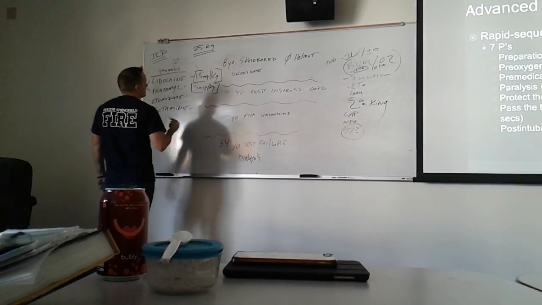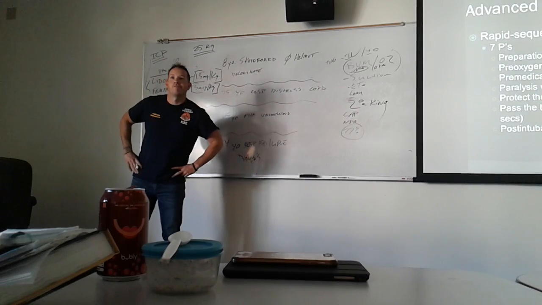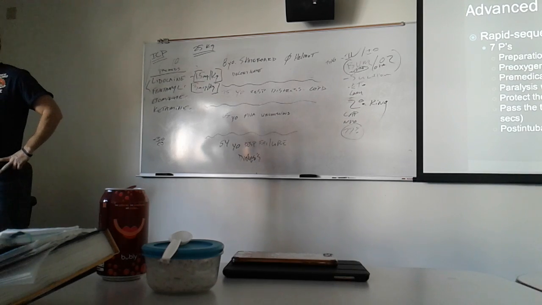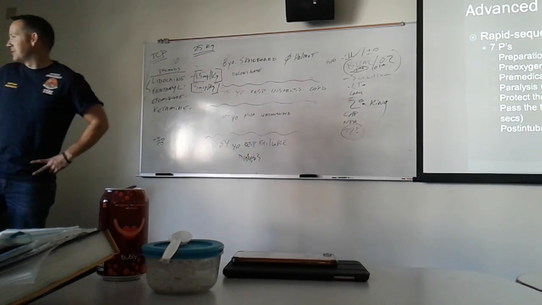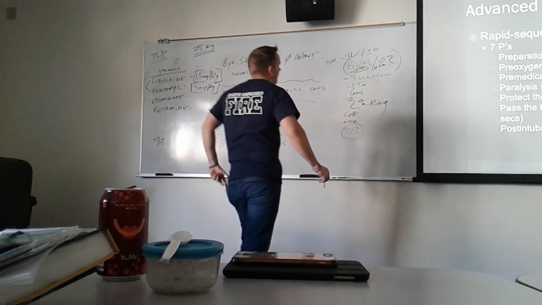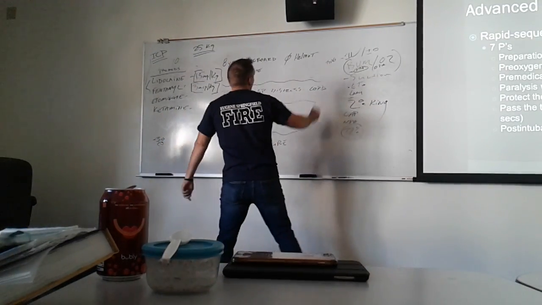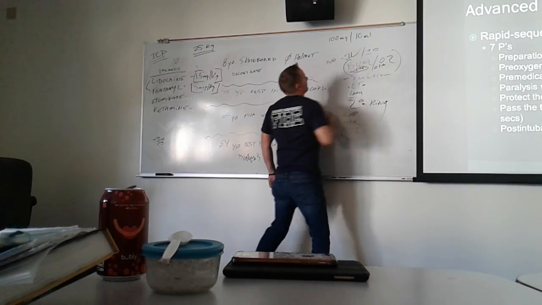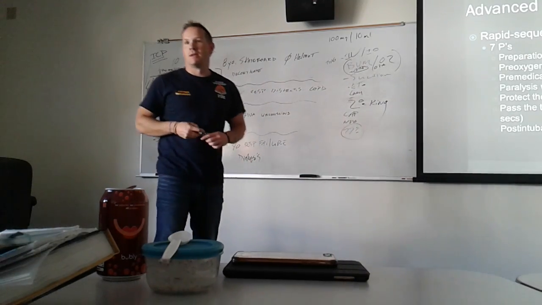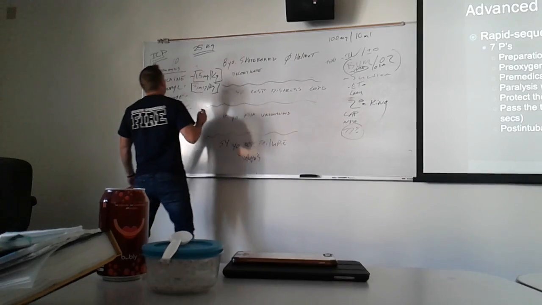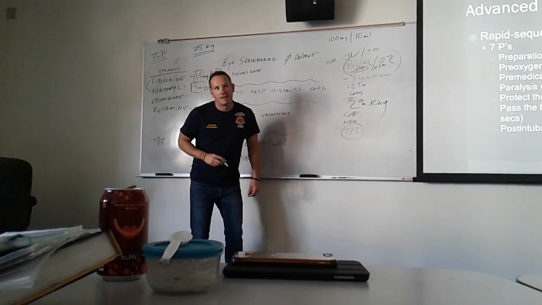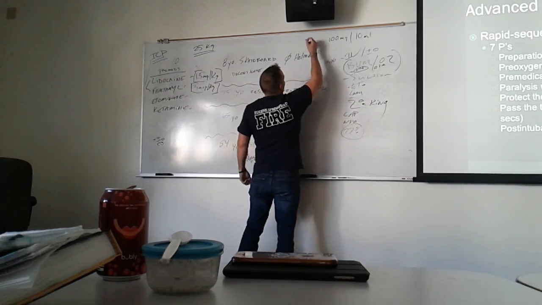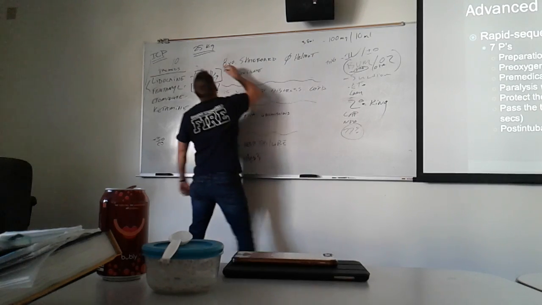How many come in a syringe? 100 milligrams in 10 milliliters. Okay, how many milligrams per milliliter? 10 milligrams per mil. And how much do we need? 38 milligrams, so how many mils? 3.8. There we go. All right, so we need 3.8 mils of lidocaine.